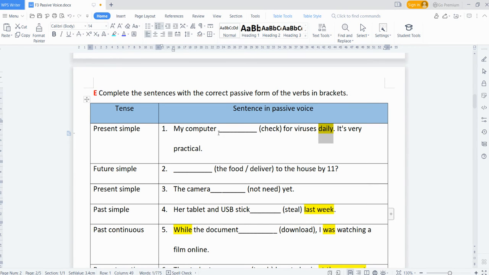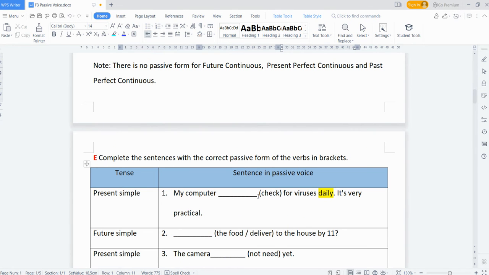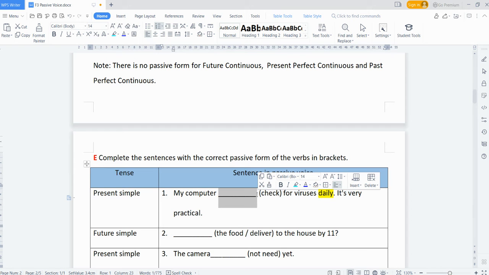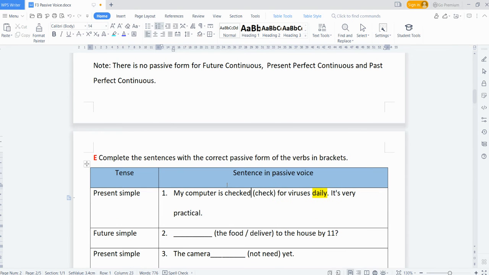So, for present simple, we have to use, as mentioned here, is, are, or am plus the past participle, or check is checked. Okay, and then you have to decide is, are, or am in front. So we choose is because of the word computer. There's only one computer. So you say is checked. Okay, why is? Because it's in present simple. The subject is my computer. Only one, so you use is. Checked is the past participle of check.